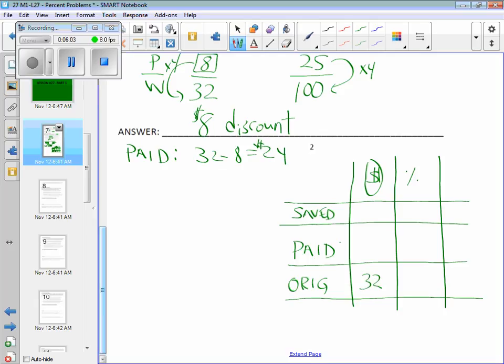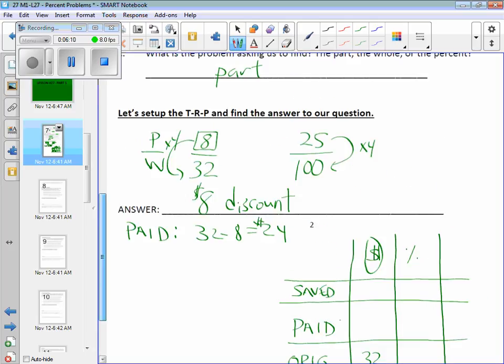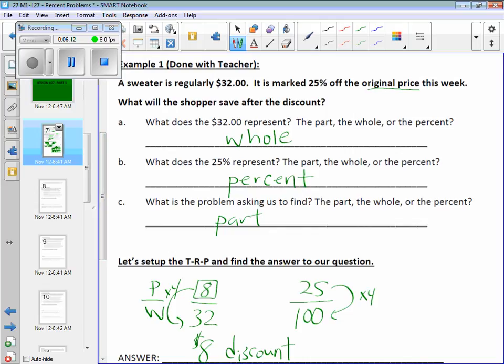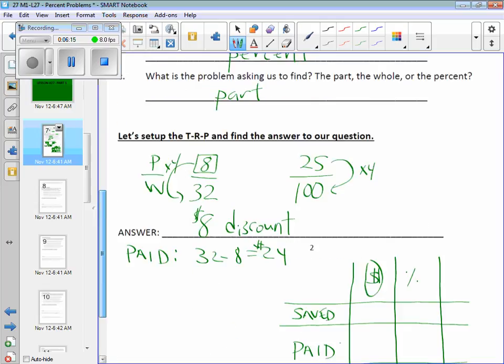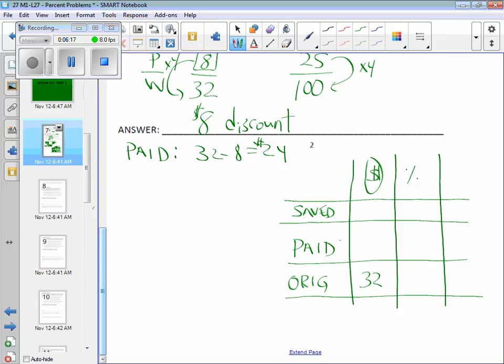Remember I told you this is like a puzzle and you got to try to put the pieces together? Okay, go back to part B. 25%. First, decide which column, first column or second column. Which of these 3 spots does it go? Is it the percent saved, the percent paid, or the original percentage? This is tricky. Joe, how many say saved? You're up and running. Good.